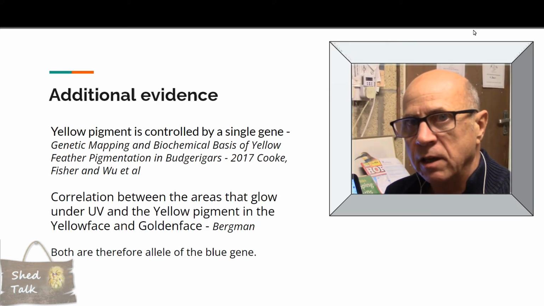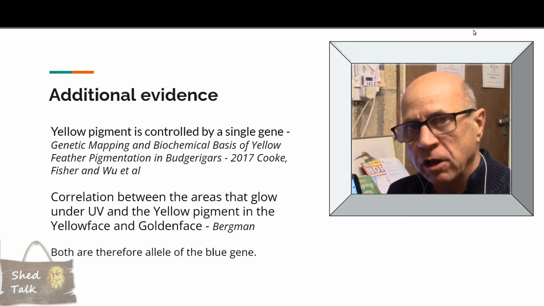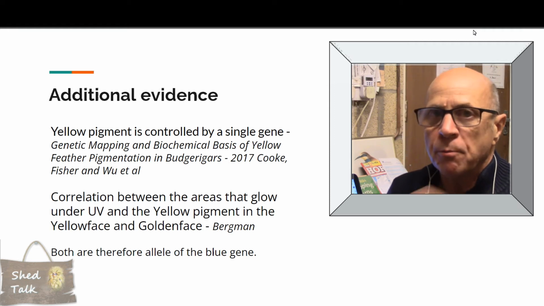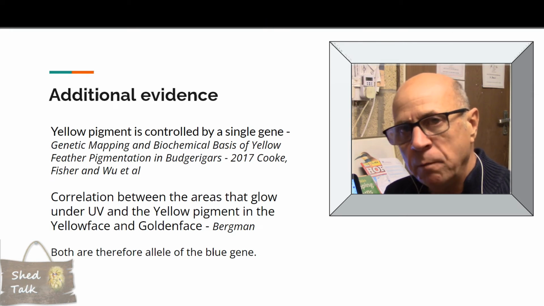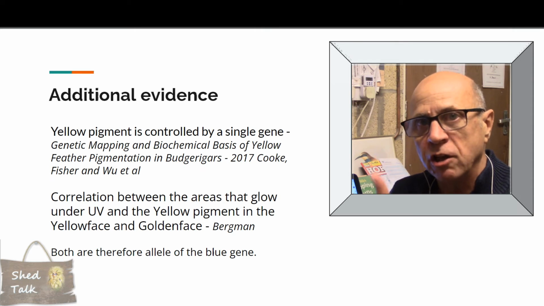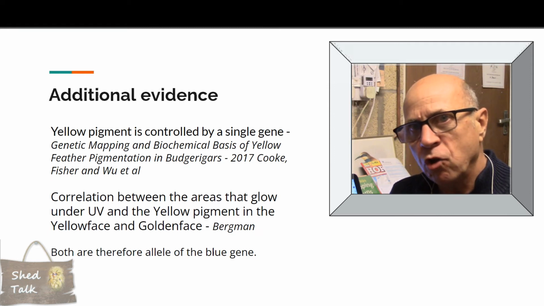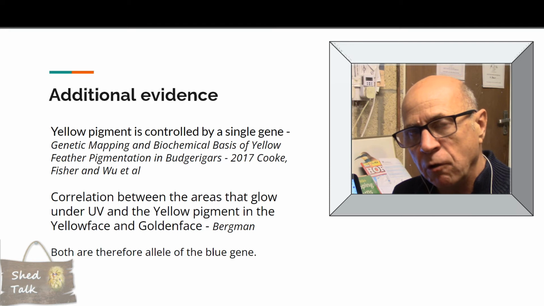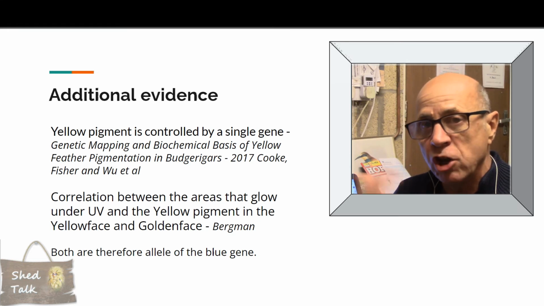So back in 2017 there was a paper produced by Cook, Fisher, Wu and a number of others, so Wu et al. And in that paper they actually identified the actual gene in the Budgerigar that was responsible for producing the protein that produces the interaction that develops the yellow pigment in Budgerigars. So they identified a single gene, one gene, that was responsible for producing the yellow pigment in Budgerigars. They also suggested, or seemed to indicate, that particular gene produced both the normal yellow pigment and also the yellow pigment that appears to be fluorescent under fluorescent light, so it appears to show up under fluorescent light.